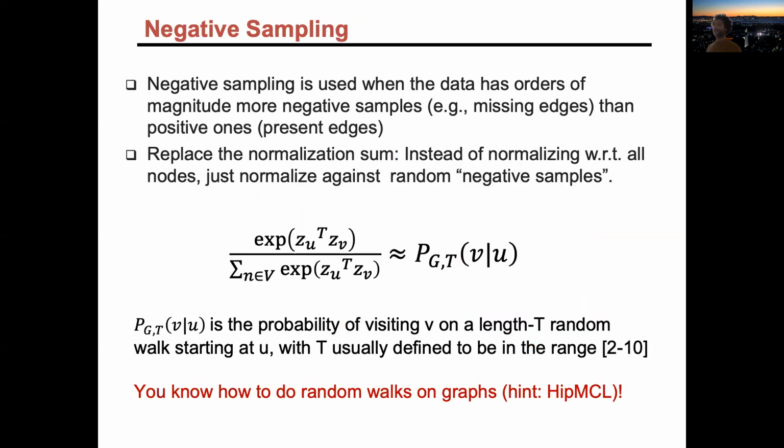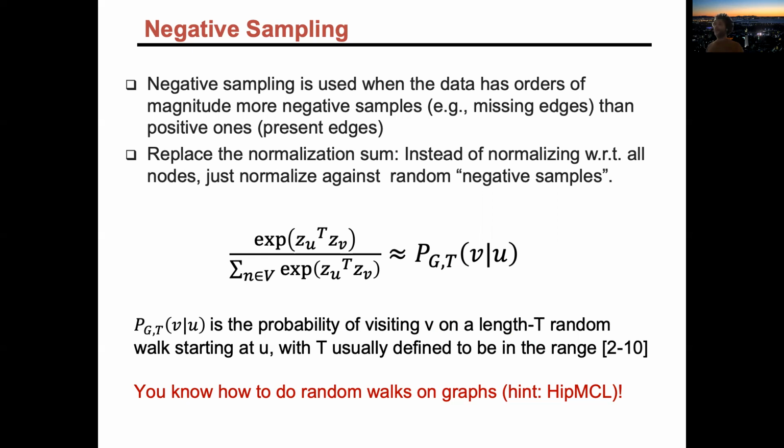So how can I approximate this? There is a way to do that, which is based on so-called negative sampling. And this is a commonly used technique. I say commonly used, but its history is not that old. It got popularized, I think, within the last decade. It applies when your data has orders of magnitude more negative samples, and in our specific case of graph embedding, those are the missing edges. The edges that are not there are much more numerous, because the graph is sparse, than the positive samples, which are the edges that are there.